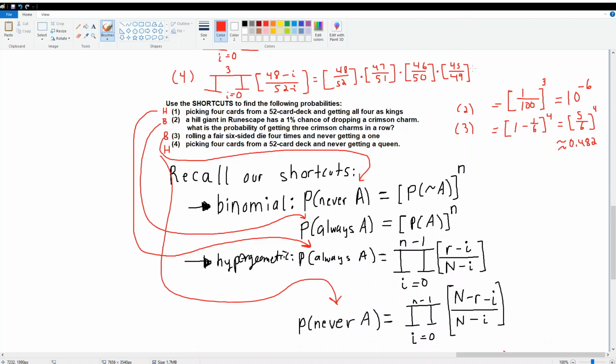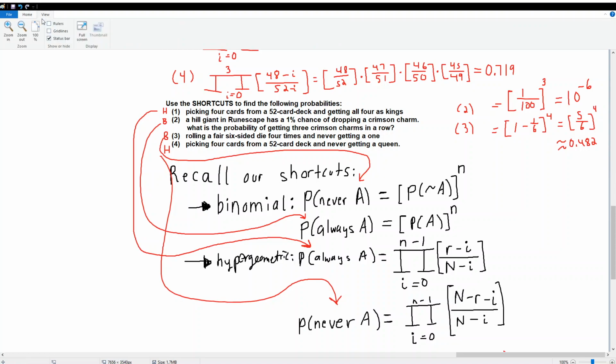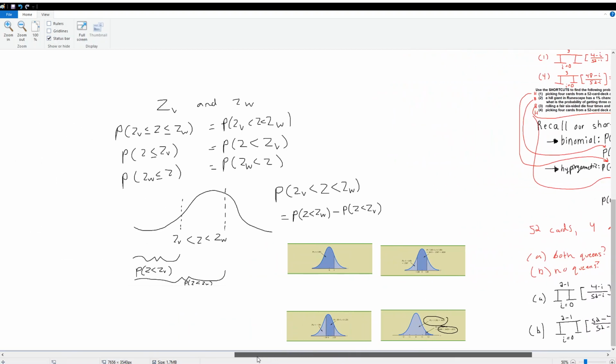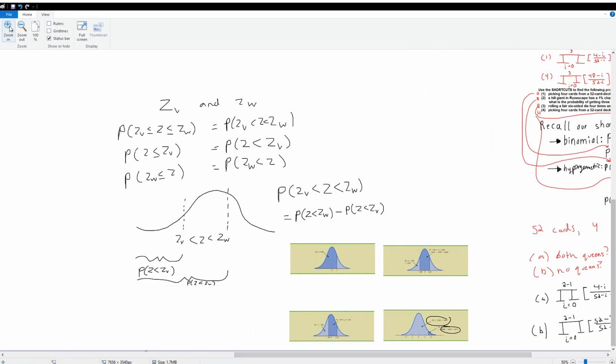So this is going to come out to be roughly 0.719. So if you pick 4 cards, there's a 71.9% chance that you don't get a single queen. Those are the shortcuts. That's all we have for binomial and hypergeometric. So finally, let's go back to the normal distribution. We dealt with working backwards.